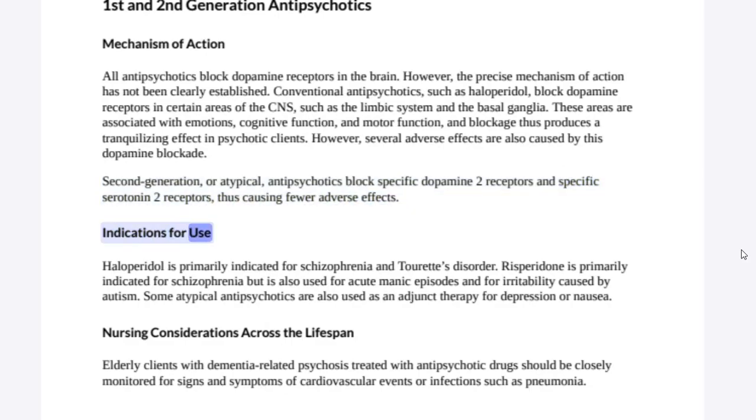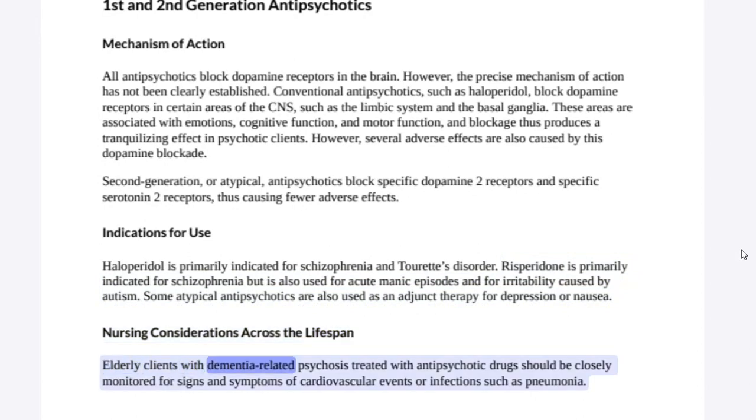Indications for use. Haloperidol is primarily indicated for schizophrenia and Tourette's disorder. Risperidone is primarily indicated for schizophrenia, but is also used for acute manic episodes and for irritability caused by autism. Some atypical antipsychotics are also used as an adjunct therapy for depression or nausea. Nursing considerations across the lifespan.